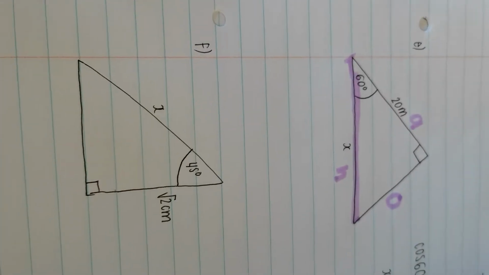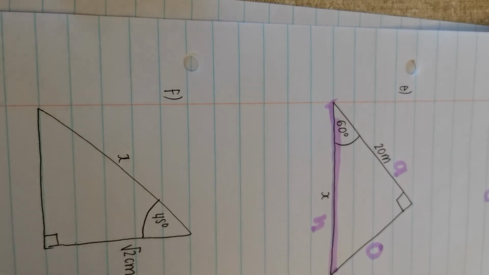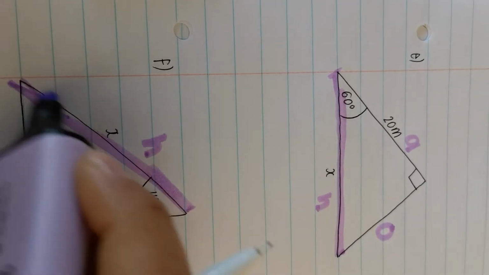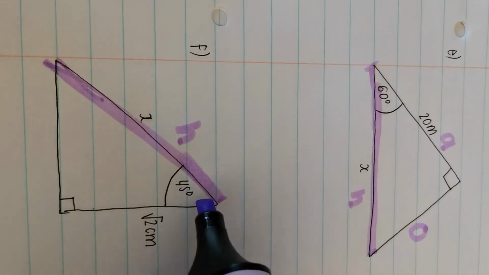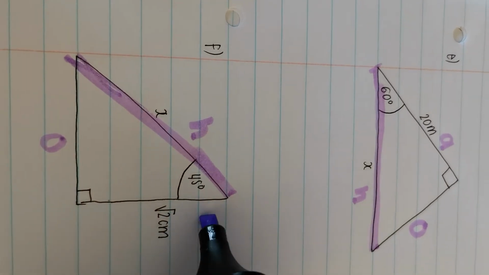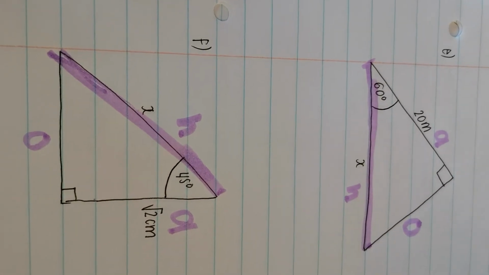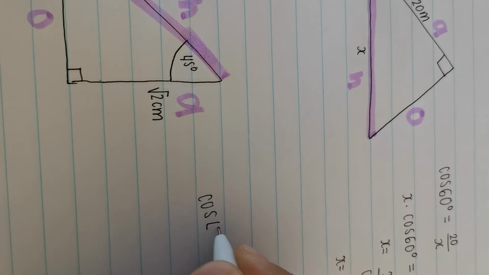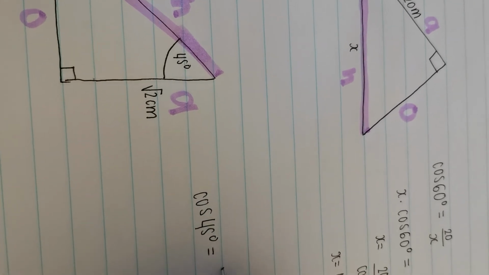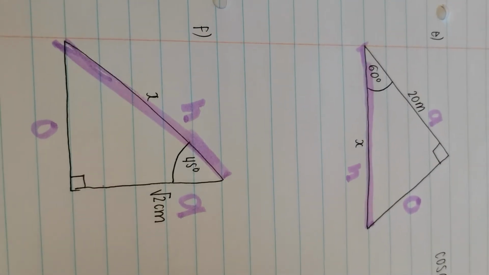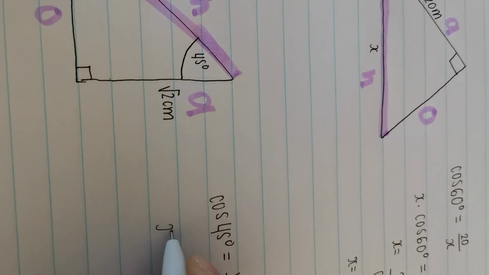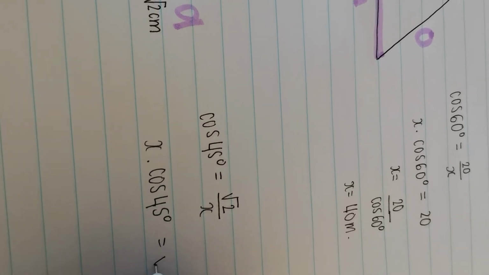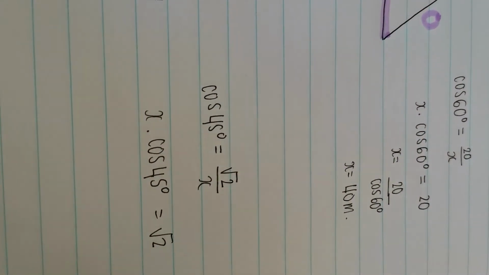Last one. This is our 90-degree angle, so this side here is the hypotenuse. This is our reference angle, so this would have been opposite, and this would have been adjacent. Something that links adjacent and hypotenuse is cos. Adjacent is root 2 over hypotenuse of x. Divide both sides by cos 45.